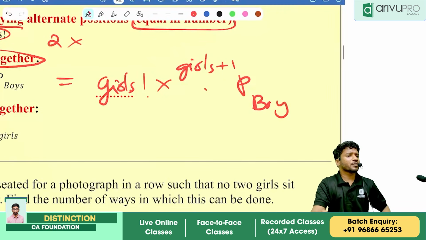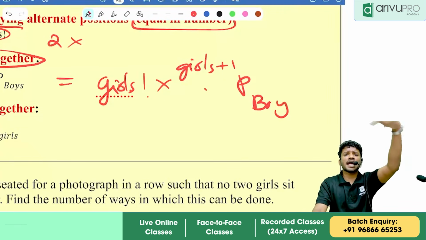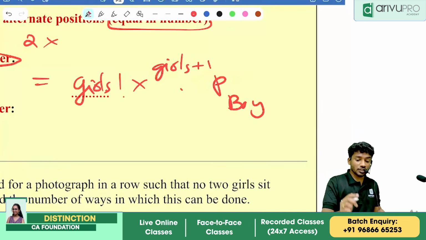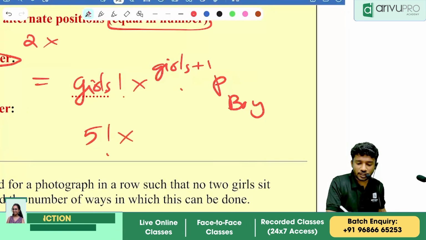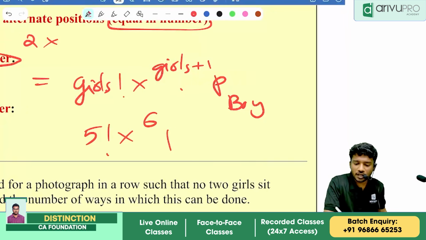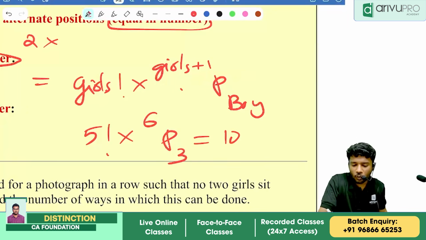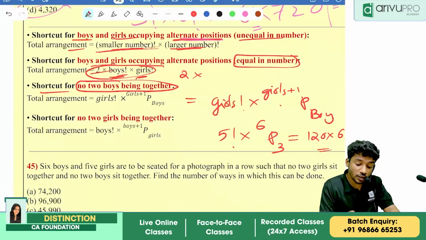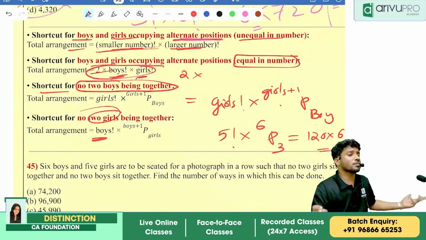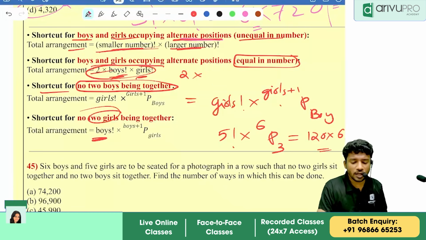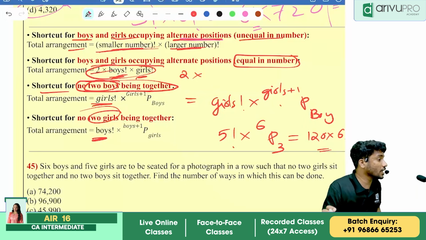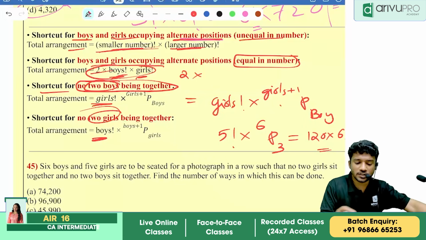So people, they are telling there are 5 girls and 3 boys, and the girls should not sit together. How to do it? Boys factorial into boys plus 1 P girls, which is 3 factorial into 6 P 5. Similarly, no 2 girls sitting together, you should take the opposite. If they are asking for no 2 boys sitting together, we will take it like girls factorial into girls plus 1 P boys. Remember this way.